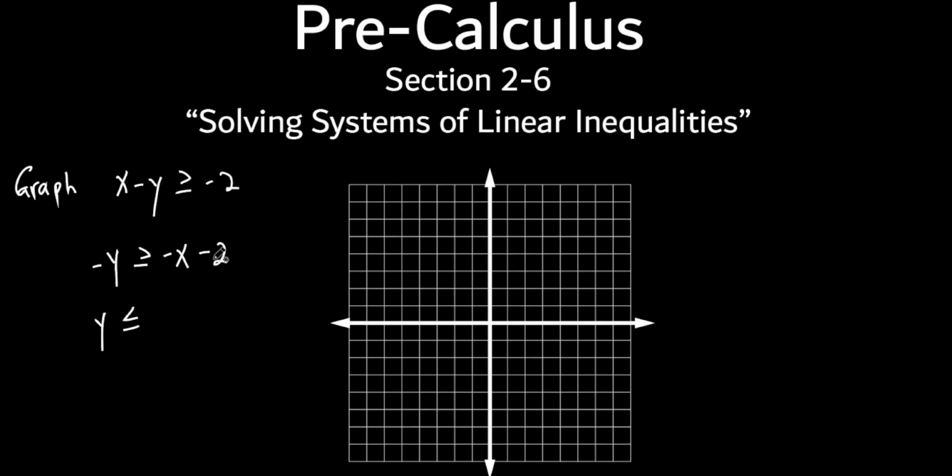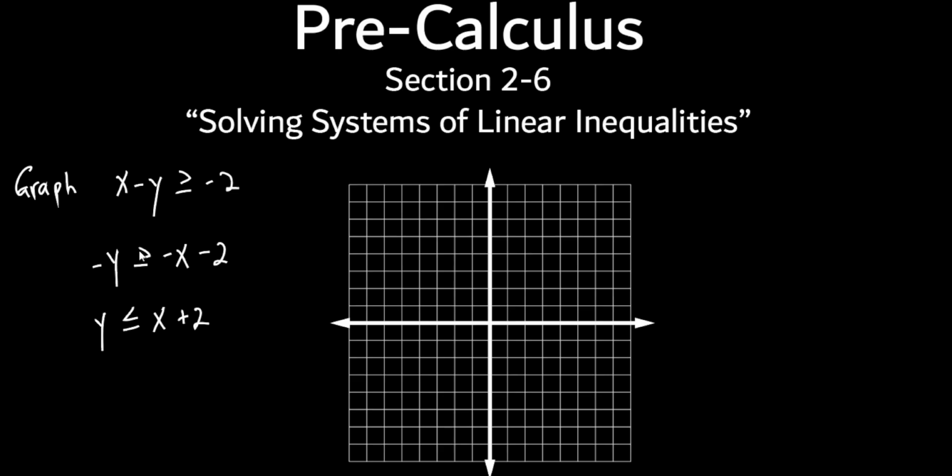So now you change all the signs in here too. So it was a negative x, we're going to make it positive x. It was a minus 2, we're going to make it plus 2. All right, easy enough. Now we have to graph it. Initially, we're going to graph it just like we would graph it if it had an equal sign. If it was y equals x plus 2, we would graph it just like that.